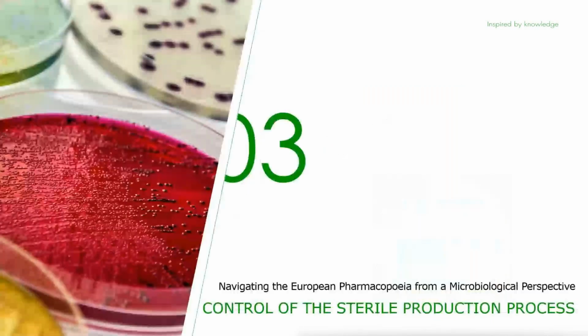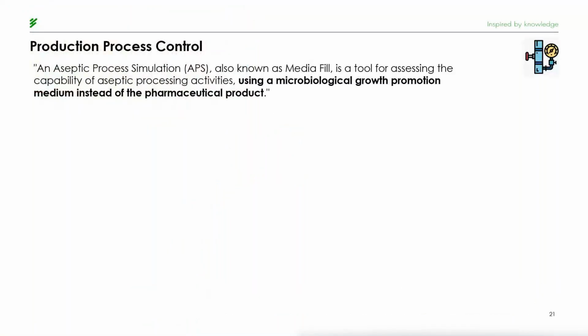So we're going to leave behind now this topic of raw materials, the water for manufacturing, and we're going to move on with the control of the sterile production process. In this case, I am talking about the aseptic process simulation, APS, also known for a long time as media fill testing. Both names are very descriptive of the process. The APS is a tool for evaluating the capability of aseptic process activities using a microbiological growth promotion culture media instead of the pharmaceutical product.